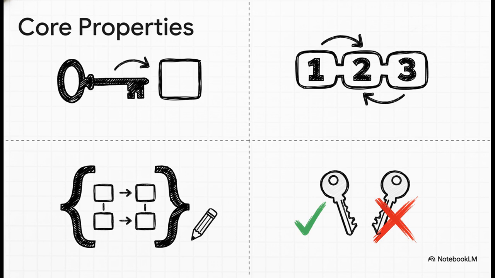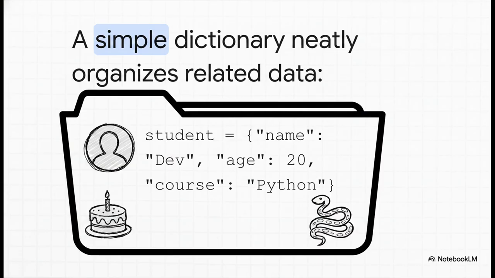No duplicates allowed. And here's what one actually looks like in your code. We've got a dictionary here called student. The keys are the strings name, age, and course. And the values are dev, the number 20, and the string Python. See how it just neatly bundles all that related info together? That right there is their superpower.